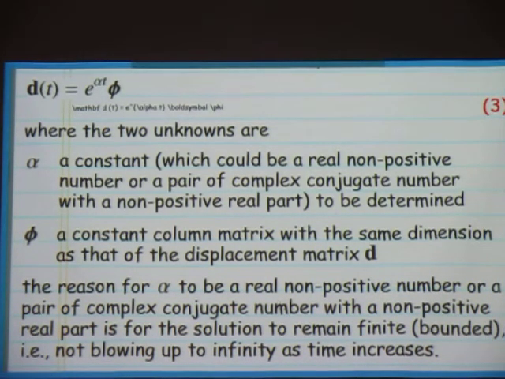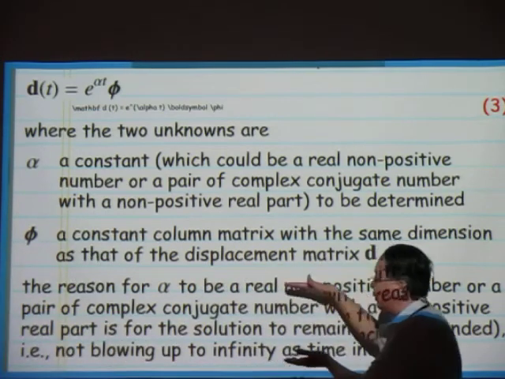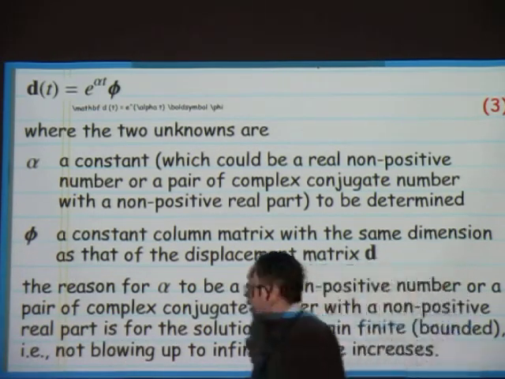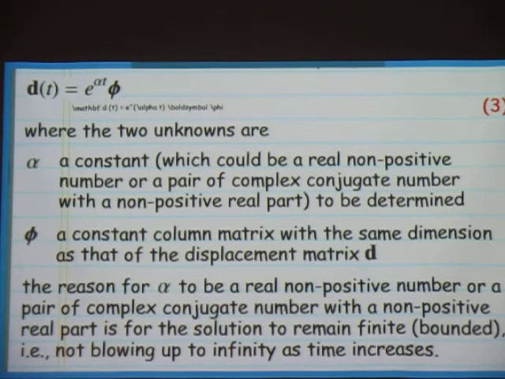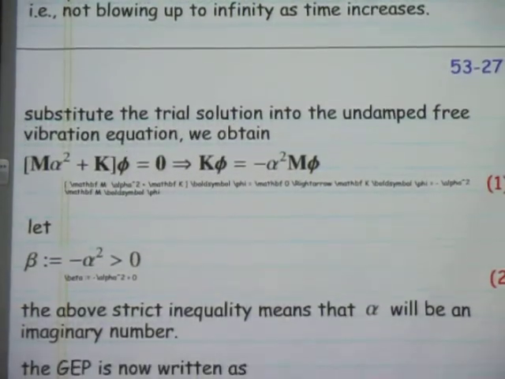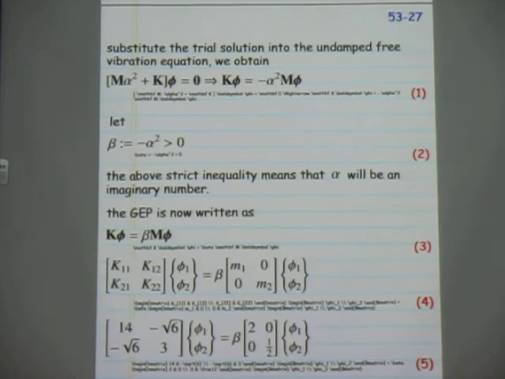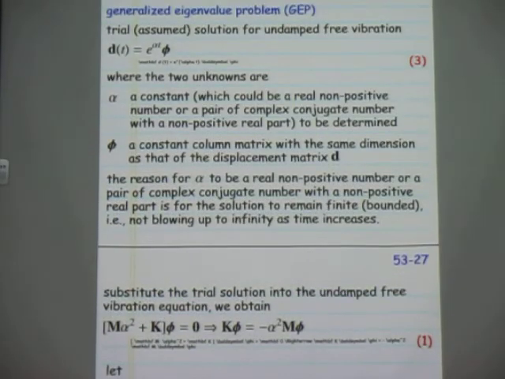The reason for alpha to be a real number, you can read this later. It's getting deeper, but don't worry too much about these mathematical technicalities. Follow the development of the thought process for now, and you can come back and think about what is written here. So now what you want to do is to substitute the trial solution.